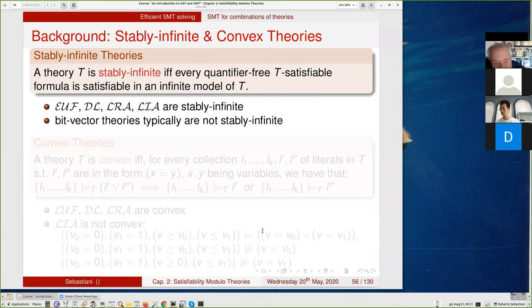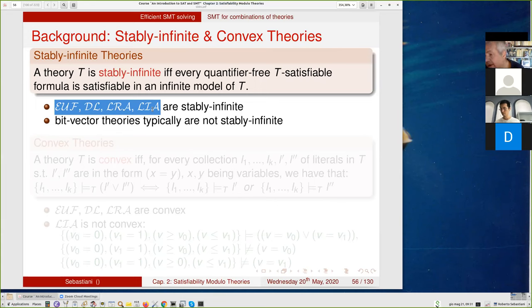Okay, and here the intuition says that theories which admit only finite domains are not stably infinite. The reason for that, I will anticipate, is that you need an infinite amount of possible values to attribute to every variable. Okay, so this is the condition. So for instance, equality and uninterpreted functions, difference logic, arithmetic are stably infinite theories. Bit vectors are not a stably infinite theory. Why? Well, fixed width bit vectors, I mean.